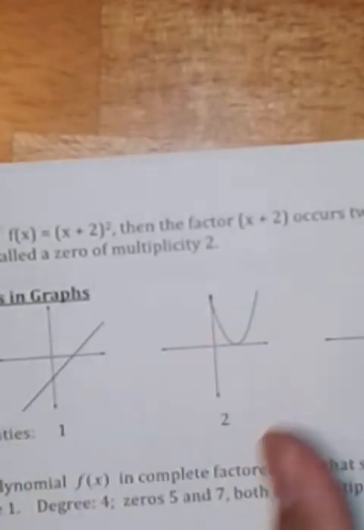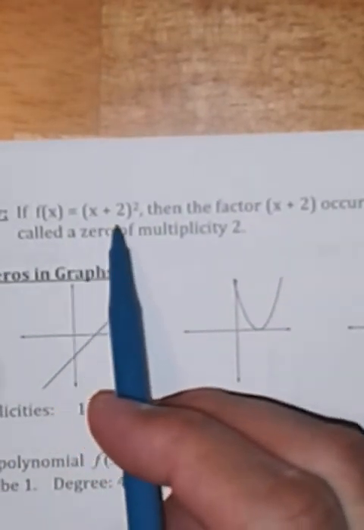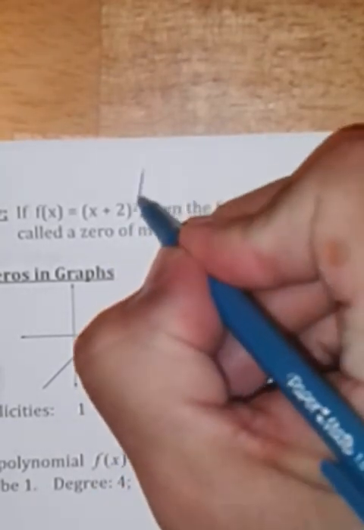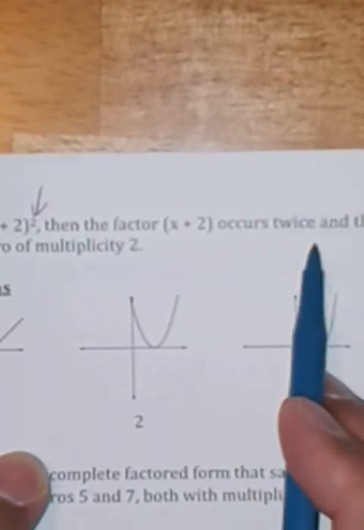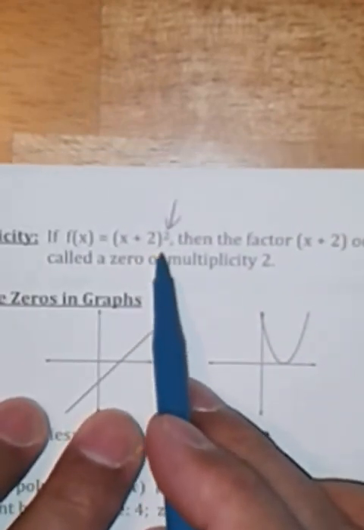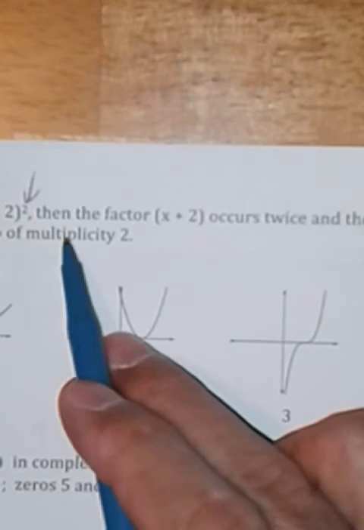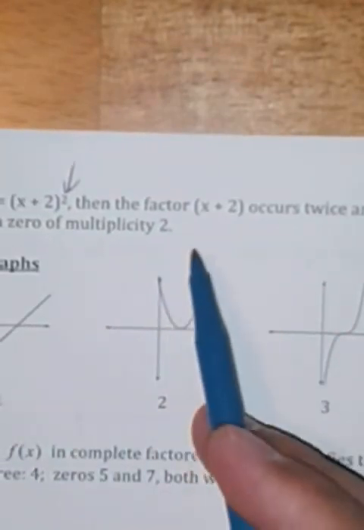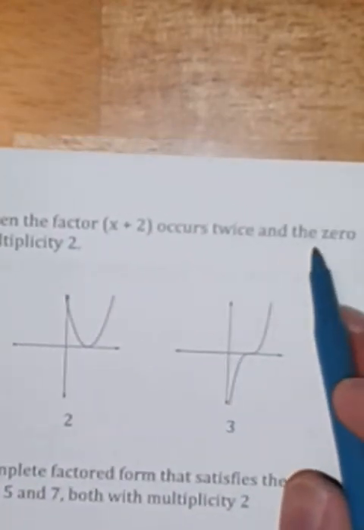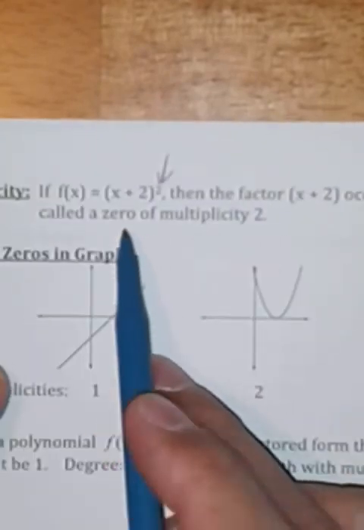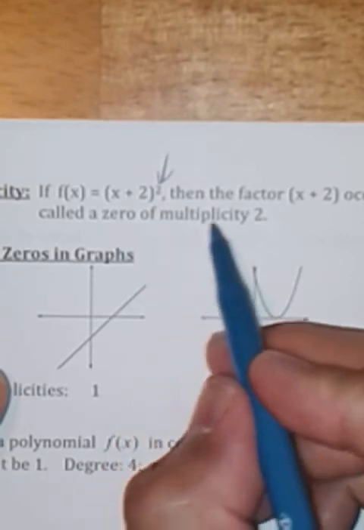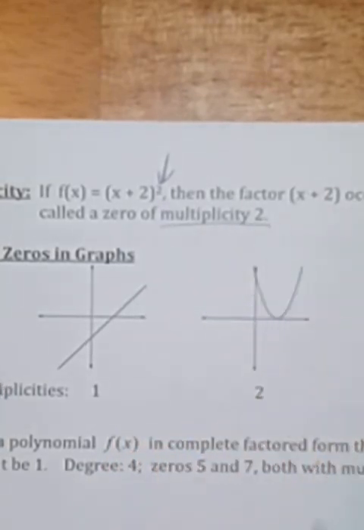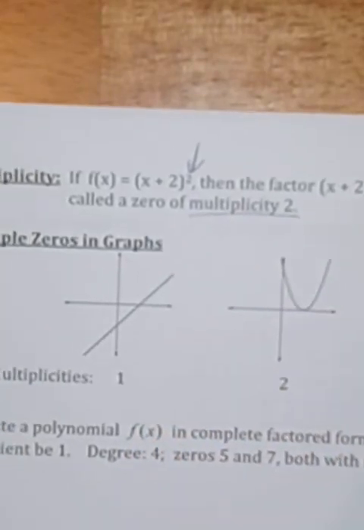Alright, so we're going to look at something called multiplicity. Multiplicity is something as follows. So if f of x equals x plus 2 squared, notice the exponent, then the factor x plus 2 occurs twice, right? Because x plus 2 squared is x plus 2 times x plus 2. Each of those gives us a 0, negative 2. They're the same. So the 0 is negative 2. Because it occurs twice, it's called a 0 of multiplicity 2.